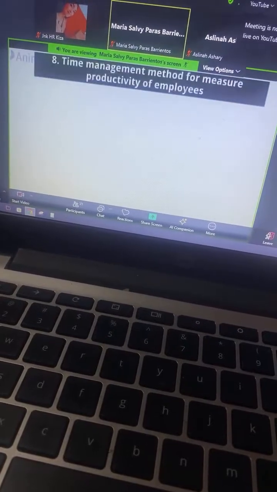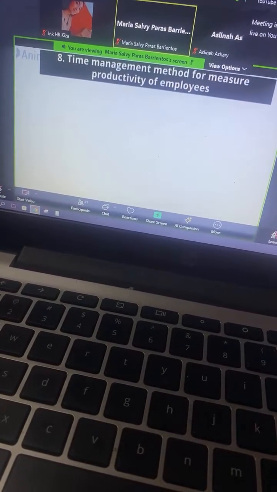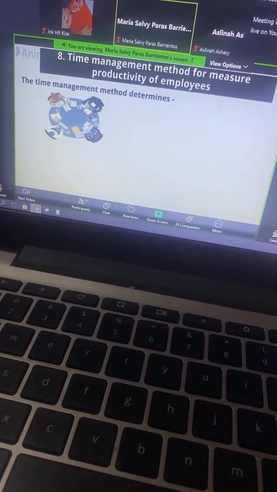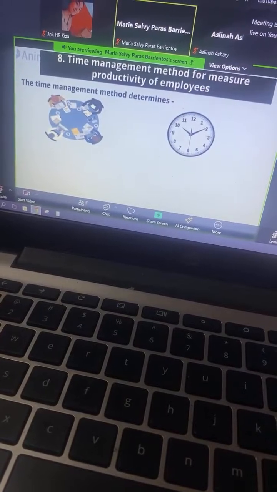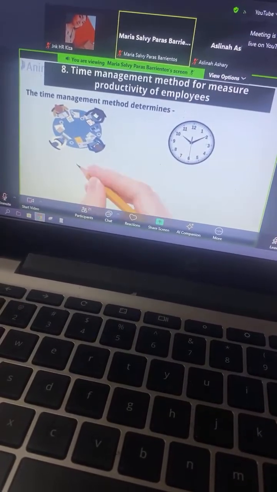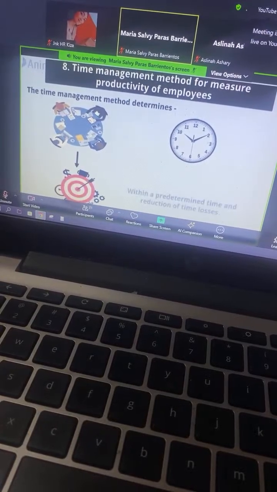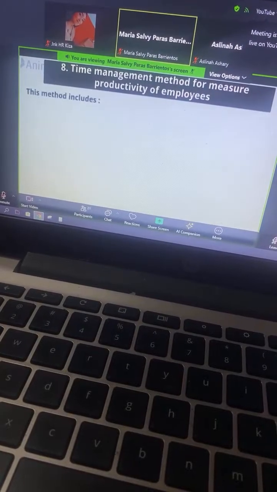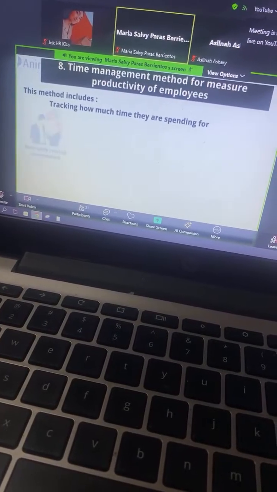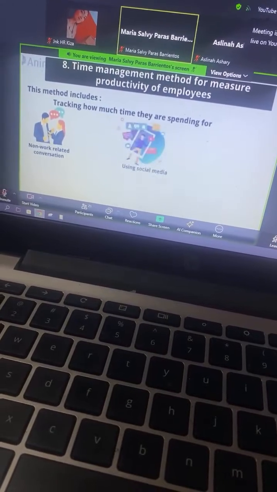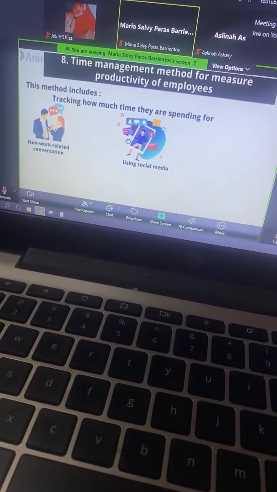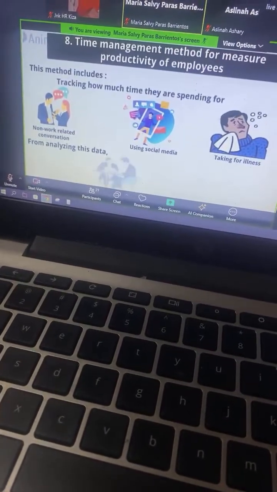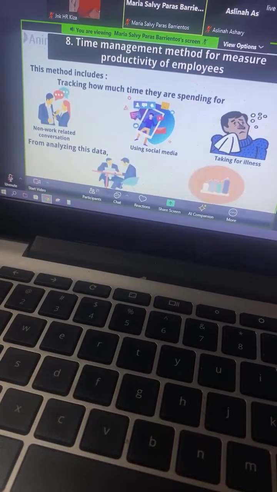8. Time management method to measure productivity of employees. The time management method determines how employees are using their working time at the workplace. It helps the employee to achieve their goals within a predetermined time and reduces time losses. This method includes tracking how much time they are spending on non-work related conversation, using social media, and how much time off they are taking for illness. From analyzing this data, the administration can take necessary action to improve productivity.